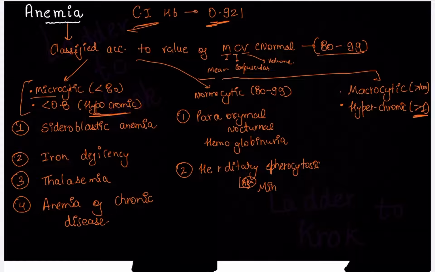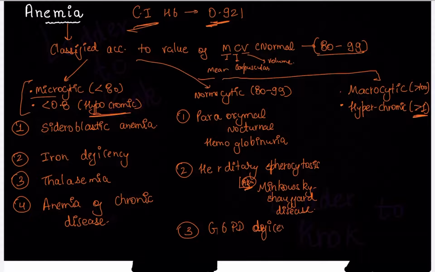Minkowski-Chauffard disease. It's very important. So hereditary spherocytosis is also known as Minkowski-Chauffard disease. And the third one is G6PD deficiency anemia. You know what this G6PD is? Anyone? Yes, it's glucose-6-phosphate dehydrogenase deficiency anemia. We will discuss them shortly.